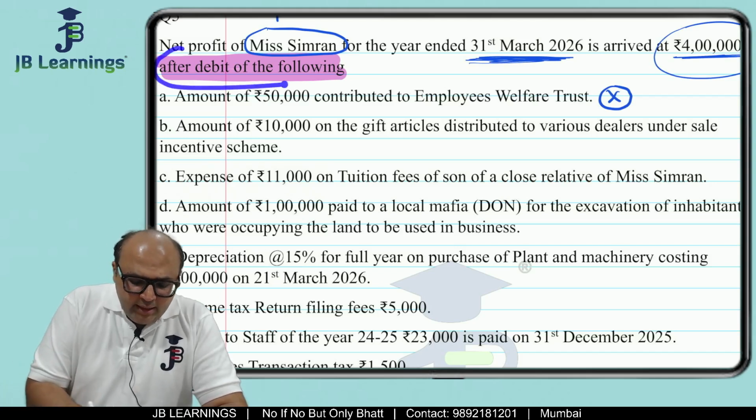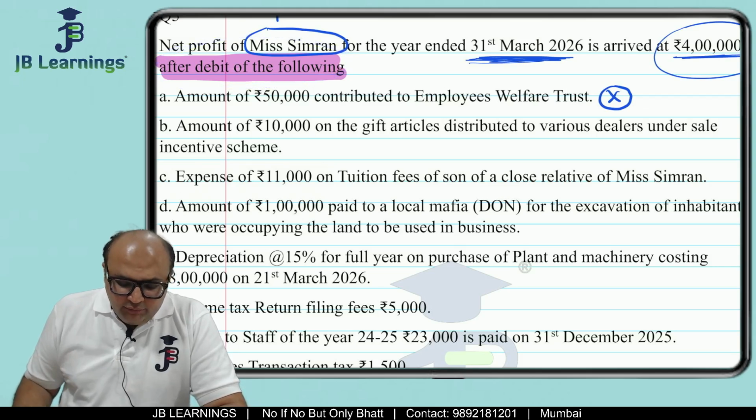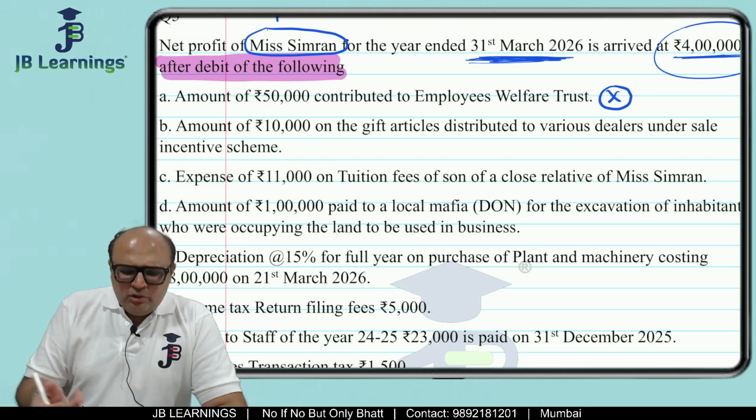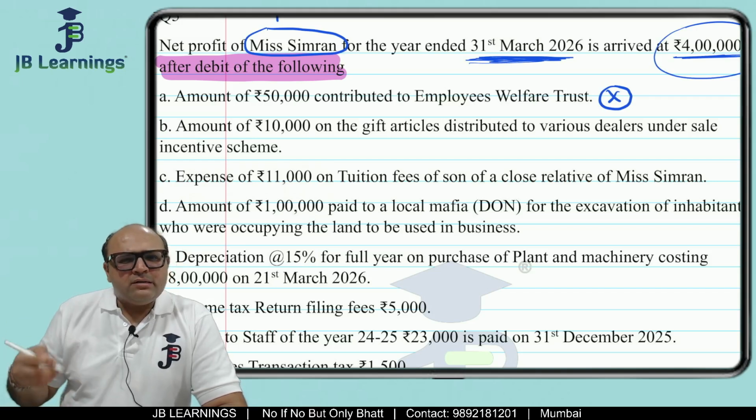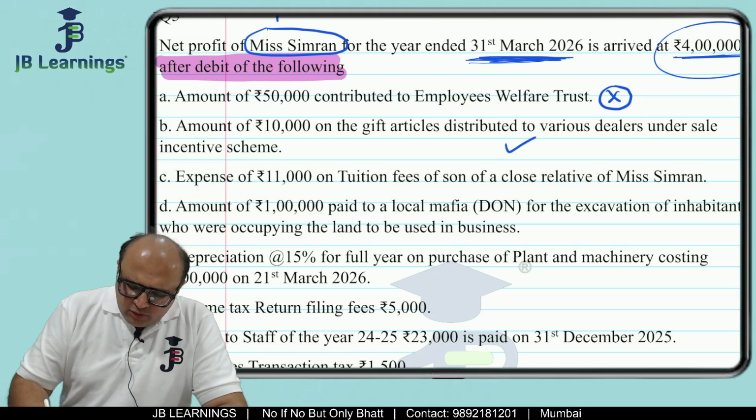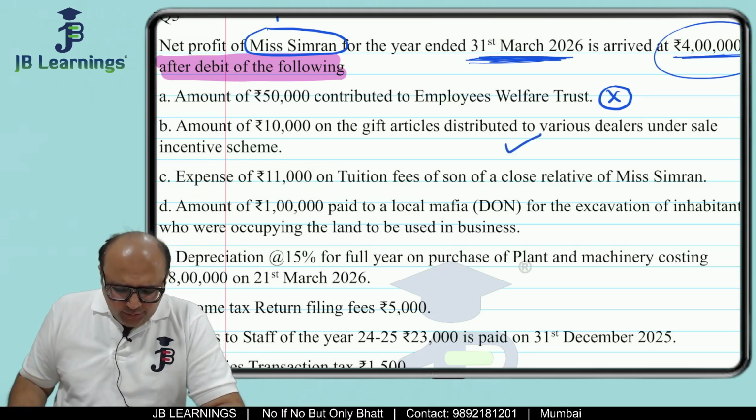Everything is debited. So amount of 10,000 on the gift articles distributed to various dealers. So friends, gift given to dealers, customers, clients, all this is a business necessity. So this is normal business expenditure allowed.